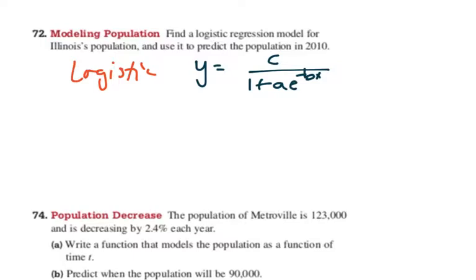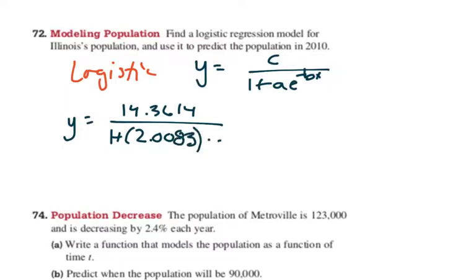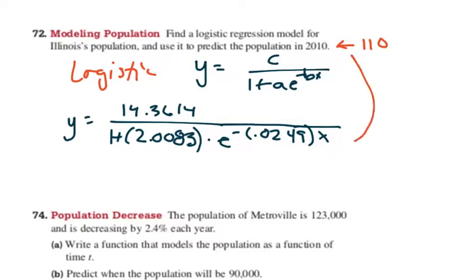Our logistic output is a c value of 14.3614 over 1 plus an a value of 2.0083 times e to the negative b, which is 0.0249, times x. And then they want us to find when it's 2010. So 2010 is 110 instead of 105 like the previous problem. So we'll put 110 in for this x, which should not be as bad as if we had to work it backwards to find out when the population would reach a value.